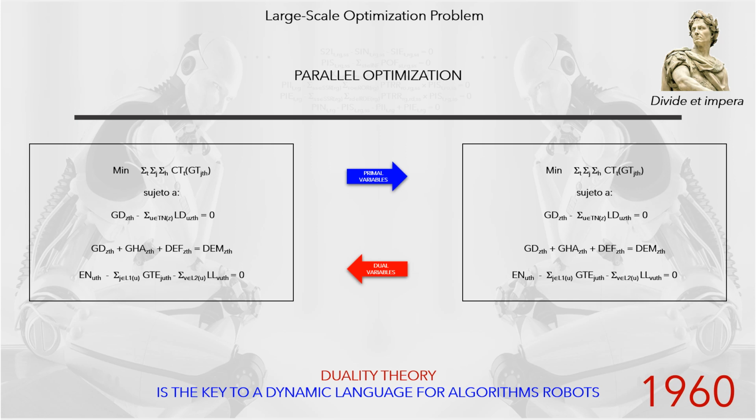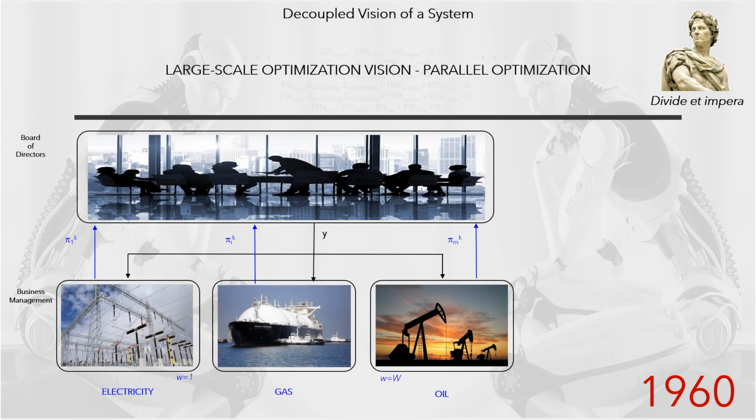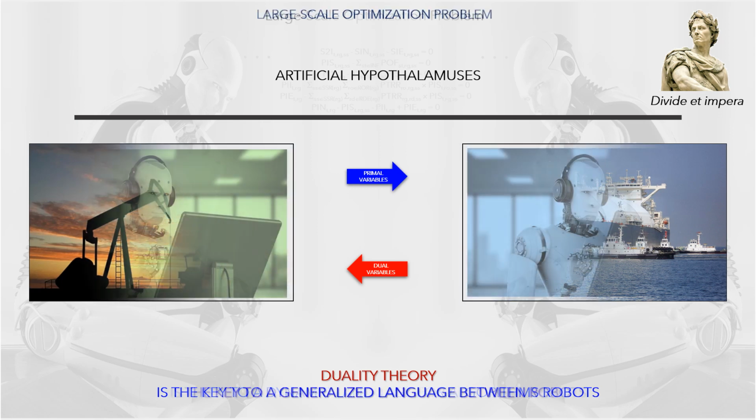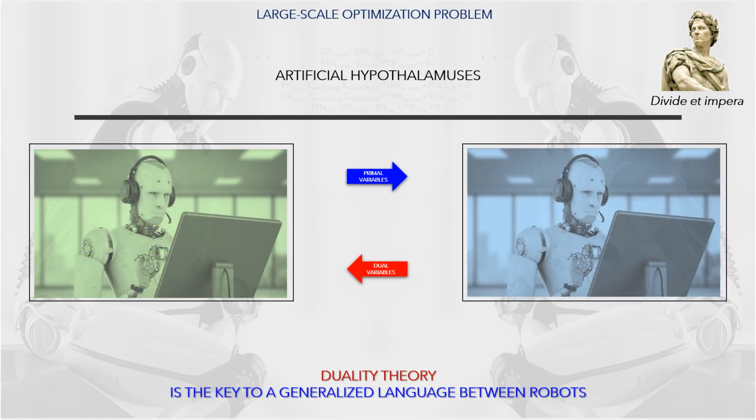Based on the concepts of partitioning and decomposition, it is possible to decouple a system to obtain vertical structures partially similar to the human neocortex, which today is the key to a dynamic language for cognitive robots, based on mathematical programming algorithms to build artificial hypothalamuses. Duality theory is the key to create a generalized language between robots, or algorithms, that represent different types of systems.